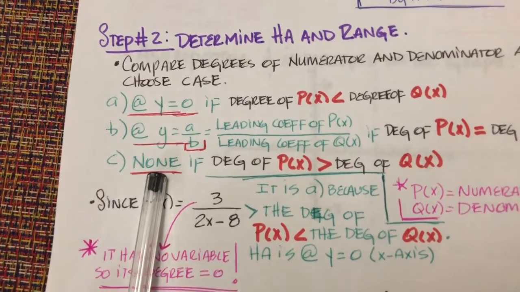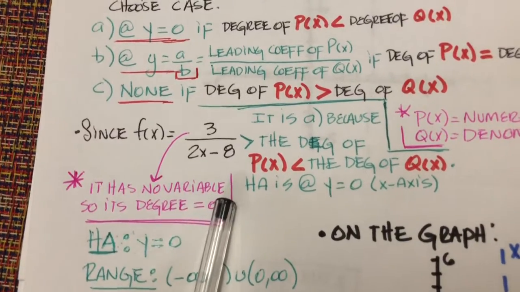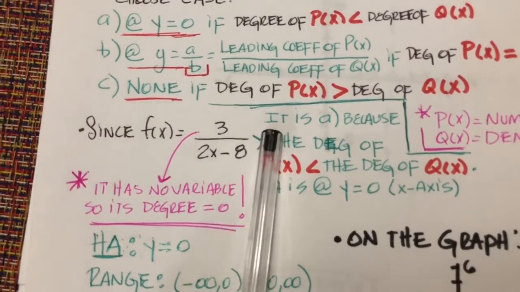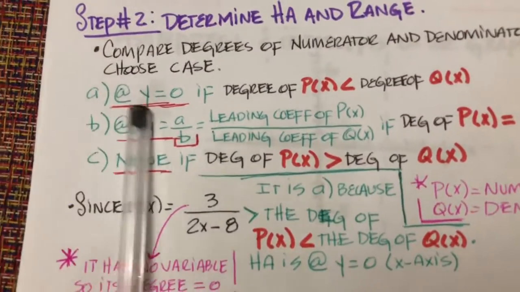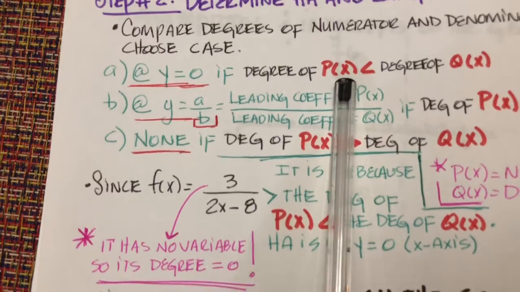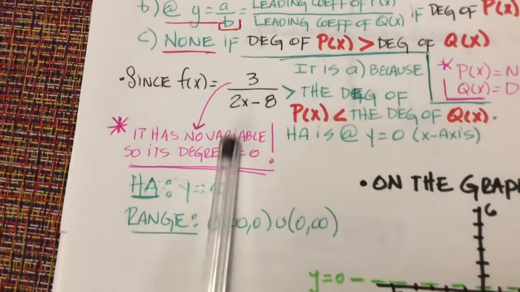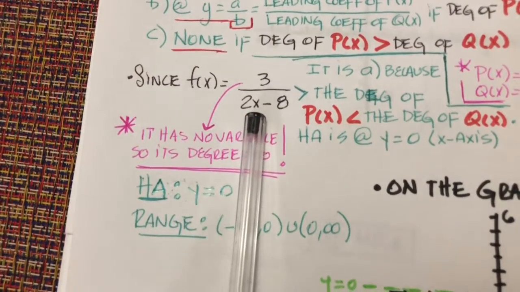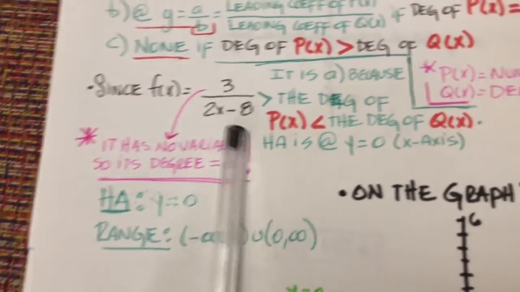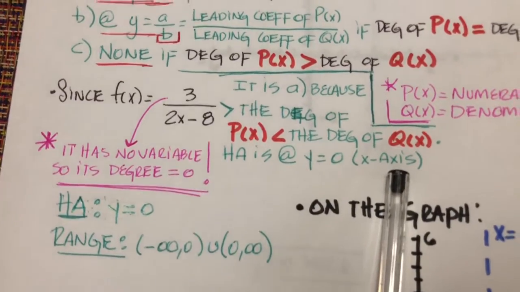In this particular function, notice that there's no x variable in the numerator. So the degree of that variable that is not there is 0. Therefore, I have case A, where the horizontal asymptote is at y equals 0, or the x-axis, because the degree of the numerator is smaller than the degree of the denominator. Remember that we stated that the degree of the upper part was 0, and the degree of the denominator, since it's not written there, is 1. So 0 is smaller than 1. That means that my horizontal asymptote is at y is equal to 0, or exactly at the x-axis.